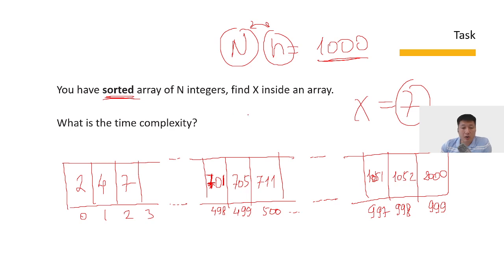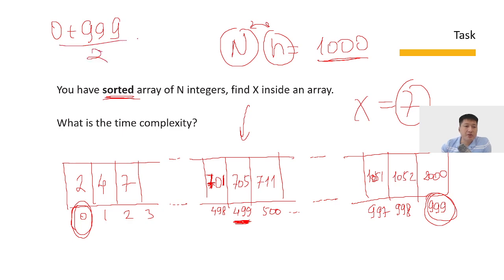We take the middle of our array. Let's assume it's index 499. We calculate the middle like this: we take the very left index, then the very last index, add them and divide by 2. When you divide by 2, you will get something like 499.5, but we take only integers, that's why it's 499. So this is the index of the middle of the array.